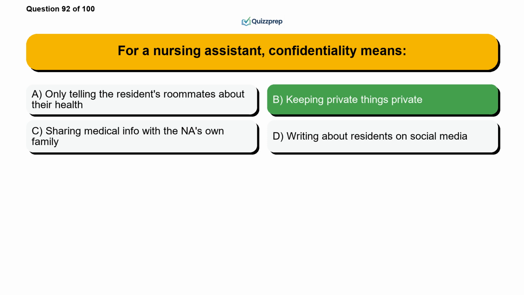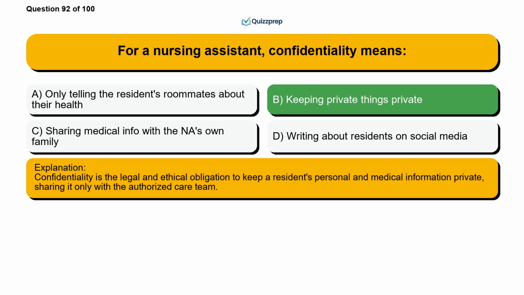The correct answer is option B, keeping private things private. Confidentiality is the legal and ethical obligation to keep a resident's personal and medical information private, sharing it only with the authorized care team. Question 93.